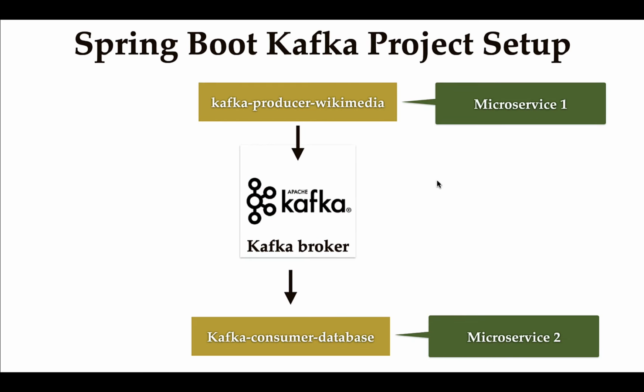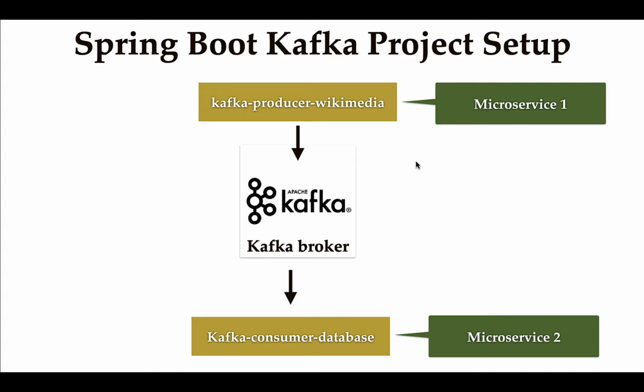Hi, welcome back. In this lecture, we'll take a look into the Spring Boot Kafka project setup. Basically, we are going to create two projects, and you can think of these projects as microservices. First we create a Kafka producer Wikimedia. This project acts as a Kafka producer which will read real-time Wikimedia stream data and write that data to the Kafka broker. Next we'll create a Kafka consumer database project which will consume or read real-time stream data from the Kafka broker, and then it will write that data to the database.